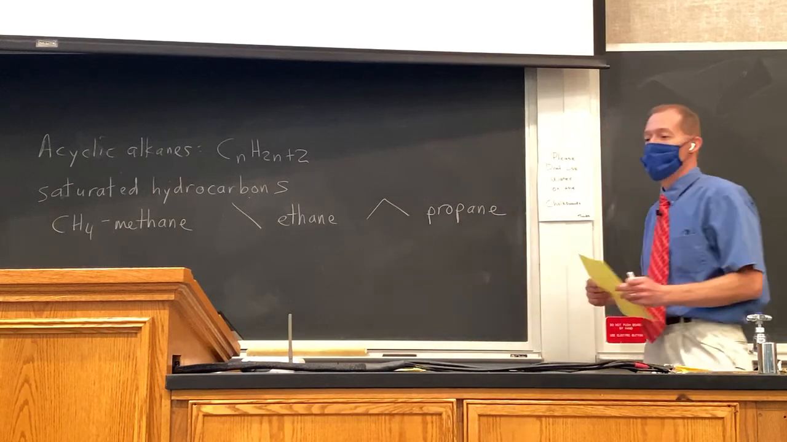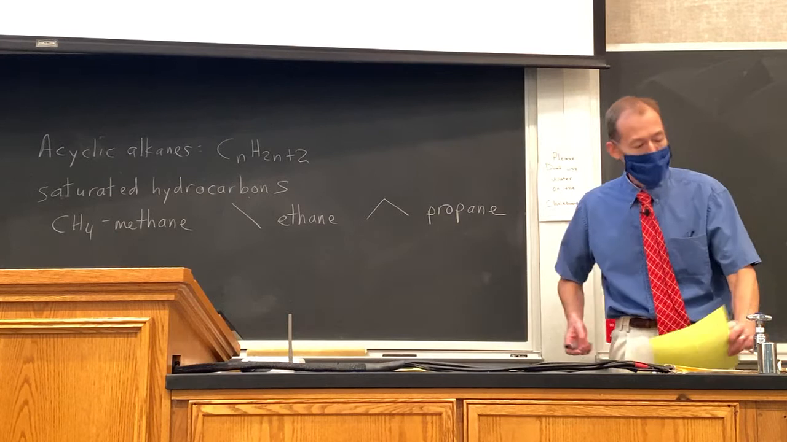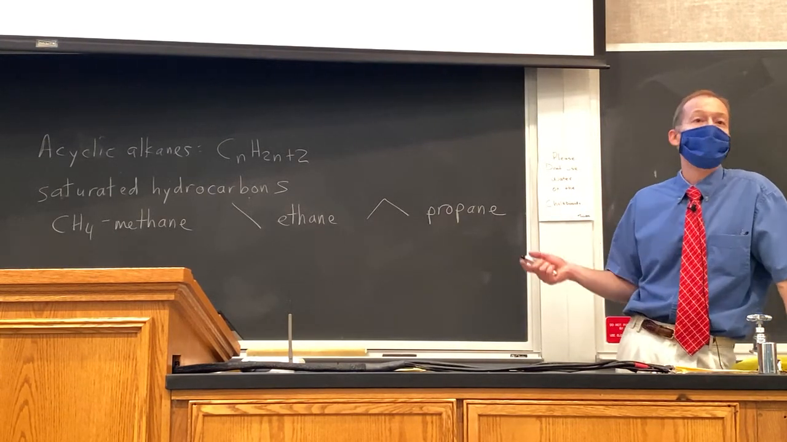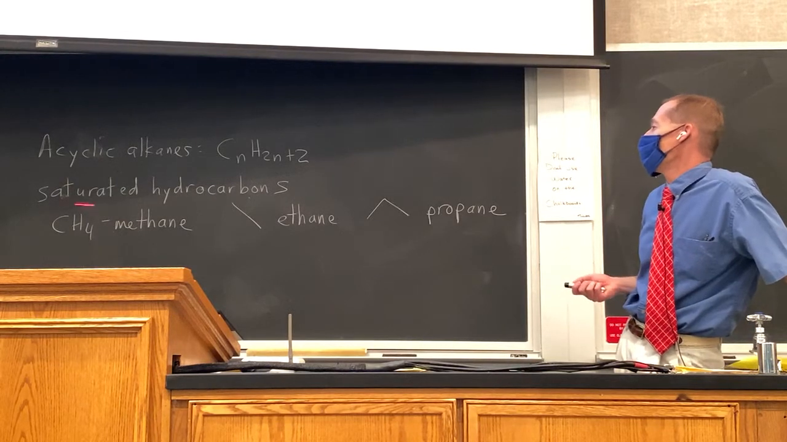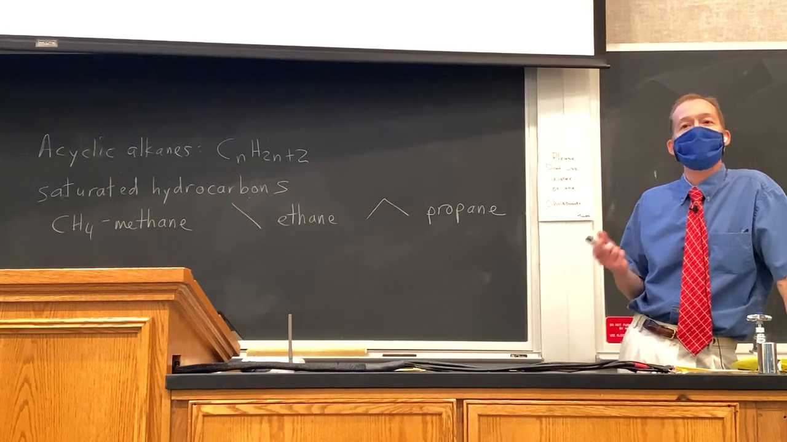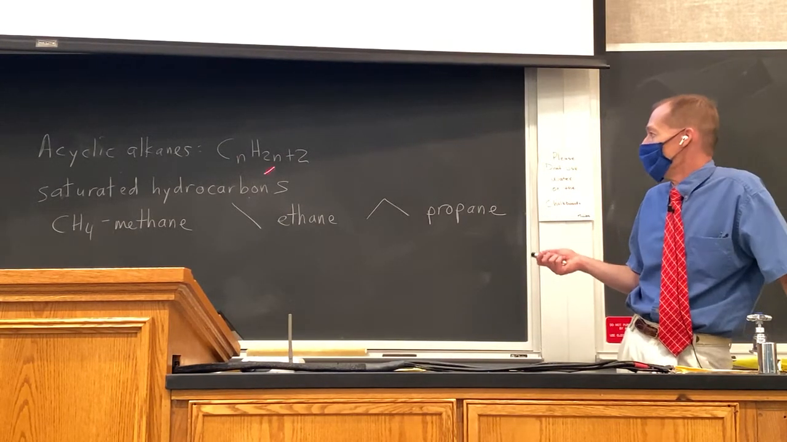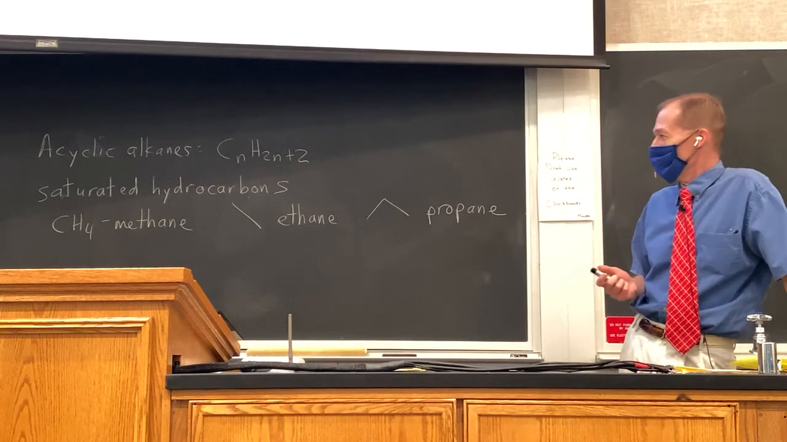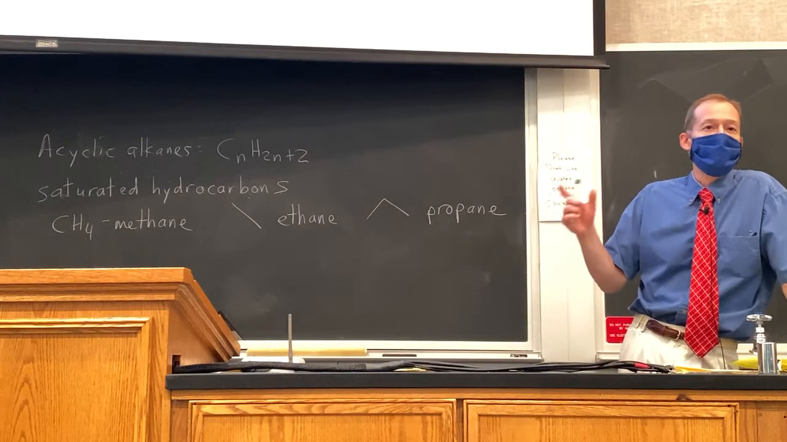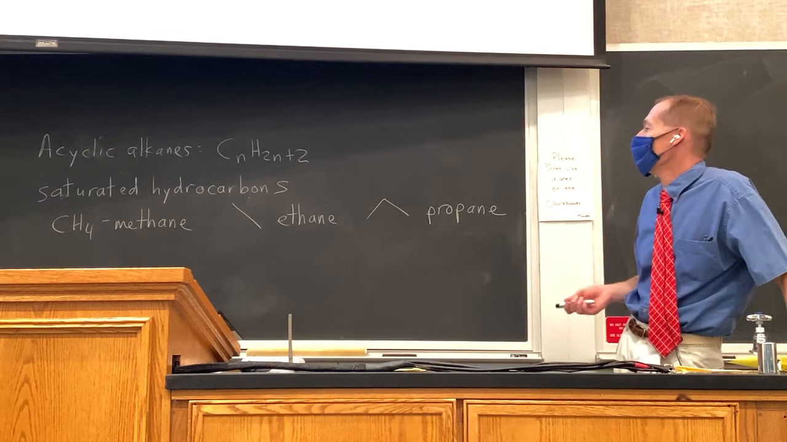So acyclic alkanes have the general formula shown here, meaning that for every n carbons in the molecule, you will have 2n plus 2 hydrogens. They're referred to as saturated hydrocarbons, meaning that they are saturated with hydrogens. They have the maximum amount of hydrogens that you can have for this number of carbons. We'll learn a little more about unsaturated hydrocarbons that don't have that maximum amount of hydrogen shortly.